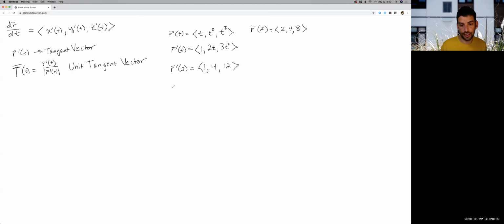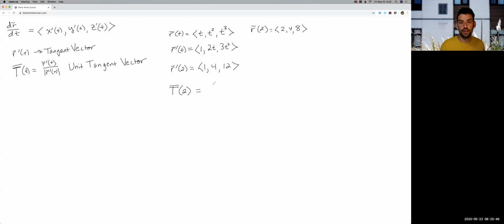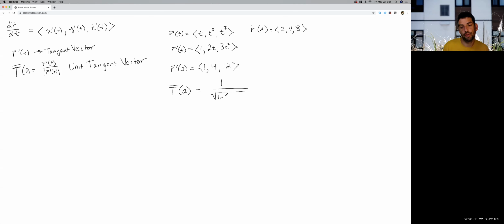Let's also look at that unit tangent vector at t equals 2. So we take 1 over the magnitude. So we'll have 1 divided by the magnitude of r prime, which is the square root of 1 squared plus 4 squared plus 12 squared. And we're multiplying it by this vector.